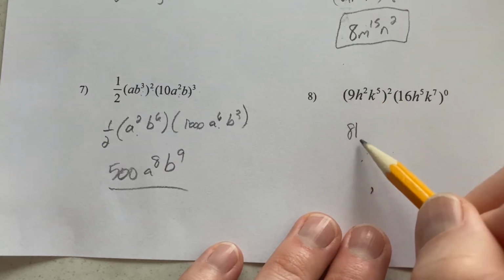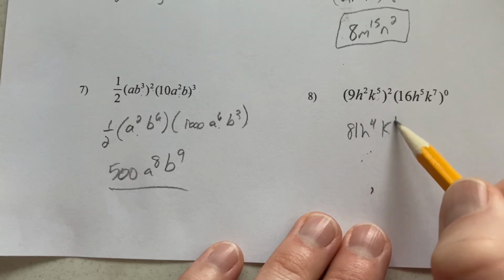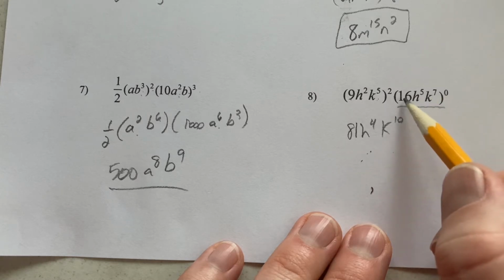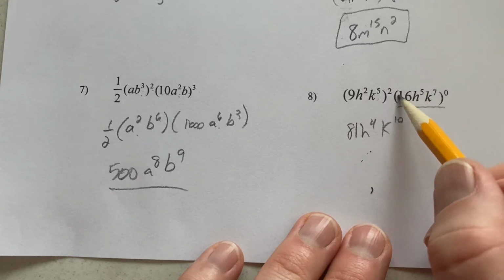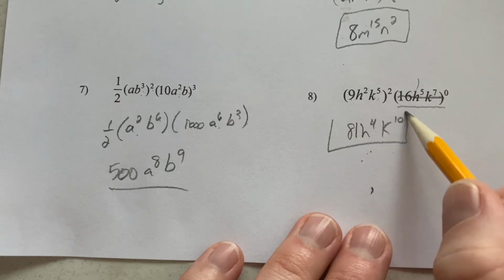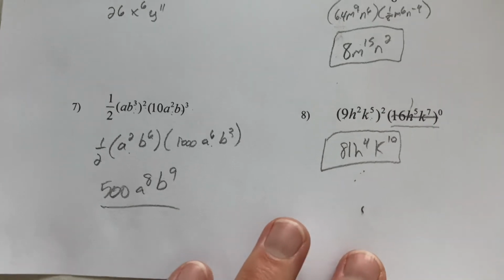H squared times h squared is h to the 4th. K to the 5th times k to the 5th is k to the 10th. Then you have all of this to the 0. Anything to the 0 power is 1. So this is 1, it just goes away. And then that's our answer there. So although it looked kind of complicated at first, it actually turned out pretty simple.